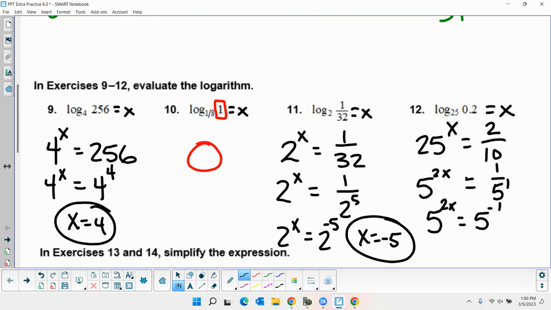So now it's not just x, though. That's where this is a little different. It's 2x equals what? Negative 1. So you have to solve this little equation. What do I have to do? Divide by 2. So it's negative 1/2. So the trick, a little bit different there, is we did 5 squared for the 25 with that x there, so it makes it 2x. So it's 2x equals negative 1 instead of x equals negative 1, like we've been doing. Okay? Questions?